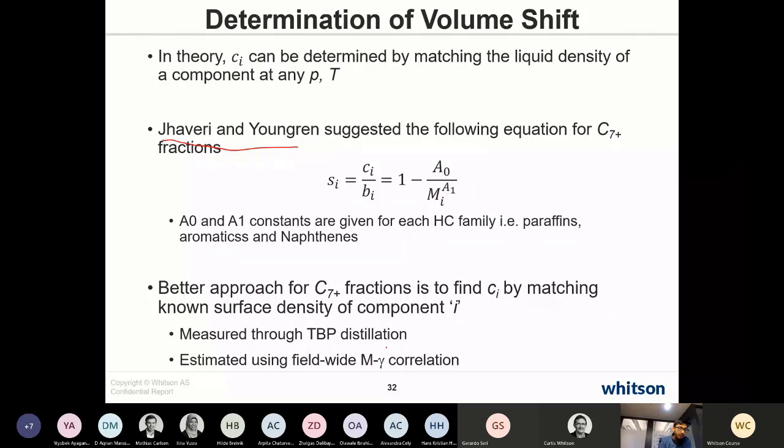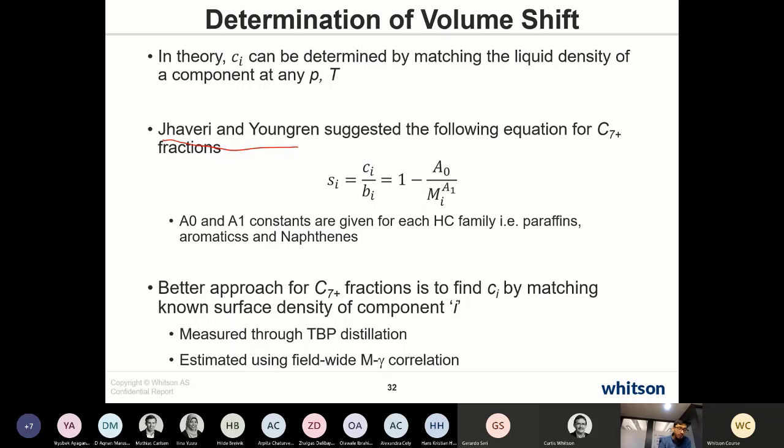So if you have that data, then you can easily match those densities with the volume shift. So you can tune your volume shift in the equation of state model to get exact densities at those conditions, the surface condition. And if you don't have any data, then there are correlations available. For example, we have Watson characterization factor, and there are other correlations given in chapter 5 of the monograph, and we will use one of them in the exercise that we will do in the EOS model development.